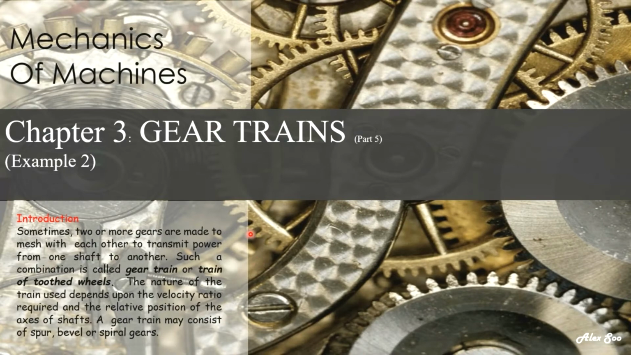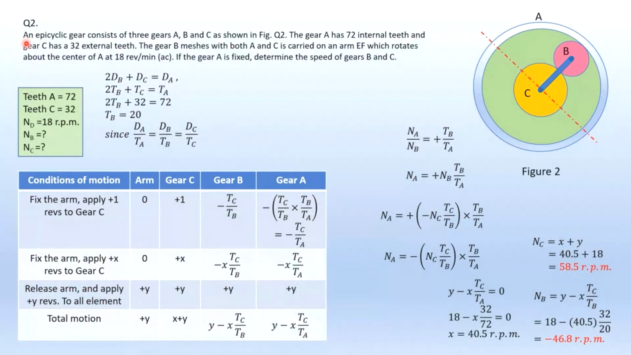Now, second example on gear trains. An epicyclic gear consists of three gears: A, which we call the annular gear, B, and gear C. So you have three gears. For the annular gear, the teeth will be facing inside. Gear B and C are spur gears, with teeth facing outside.